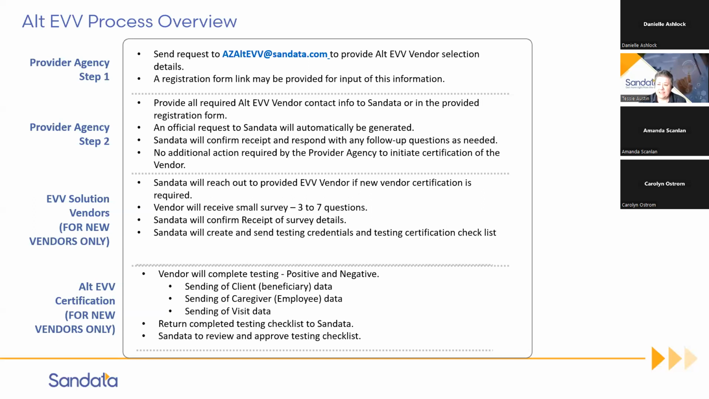The provider at that point is kind of out of the picture for a little bit. And then there's a couple of paths that can happen. The first one is if it's a new vendor to the Arizona program that isn't certified with Sandata, then we get some information from that vendor. We reach out, ask them some questions, and give them some information, testing credentials, and a checklist. So the vendor then takes that, does what they need to do back and forth, maybe with our support team. And then however long that takes them, they complete the certification with the pieces of information you can see on the bottom part of that slide. They return that checklist, we review it, and then if you'll go to the next one.